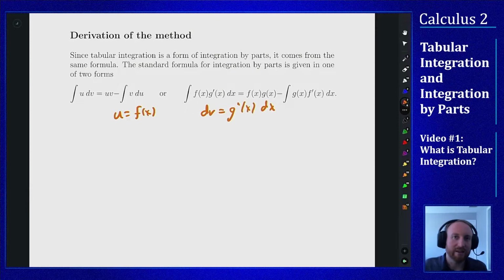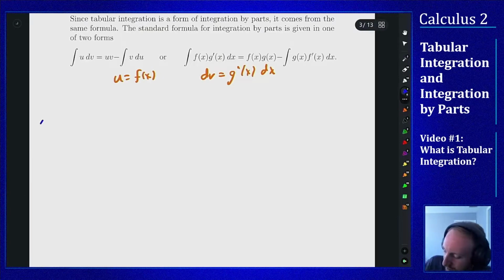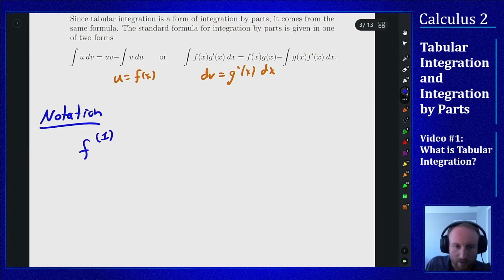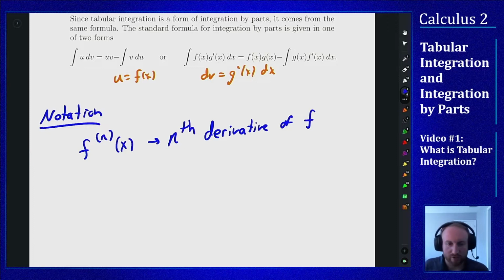Now, for the sake of deriving the idea of tabular integration, I'm going to define some new notation here. This is not common notation, but it'll be useful in seeing how this process works. The notation I want to use is that if I have a function f with a number up in parentheses, this will be the first derivative of f, or in general, if I place the 1 by an n, this will be the nth derivative of the function f. This one's pretty common notation and is used a lot.